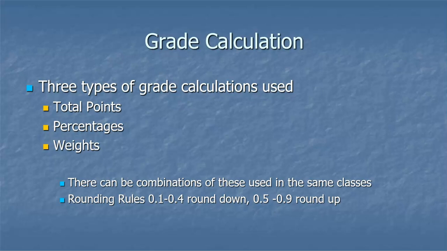I want to point out that there are rounding rules. Anything 0.1 to 0.4 you round down. Anything 0.5 to 0.9 you round up. And round at the end. Don't round each time that you do the calculation.